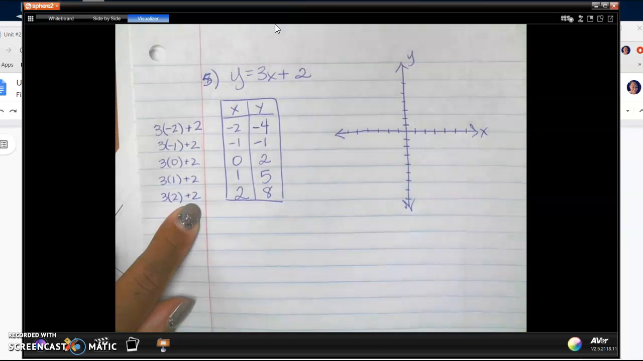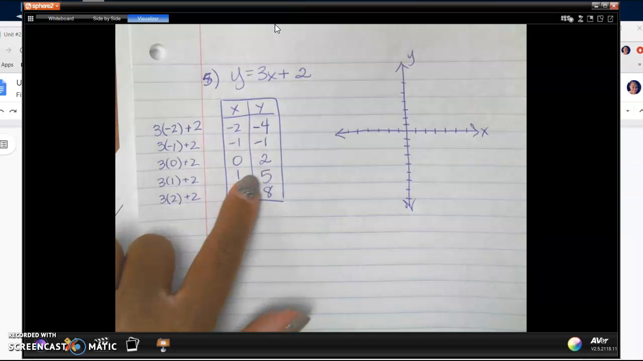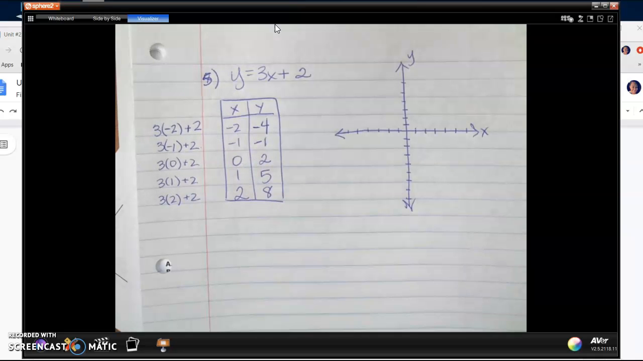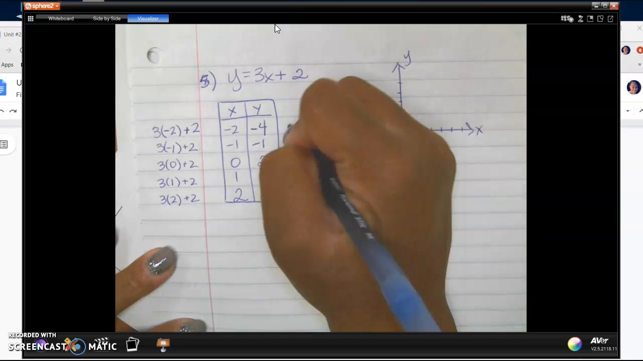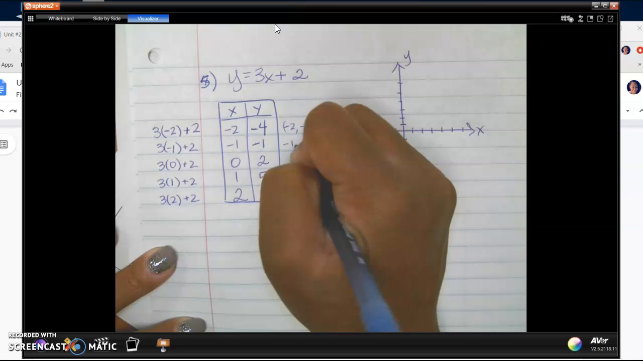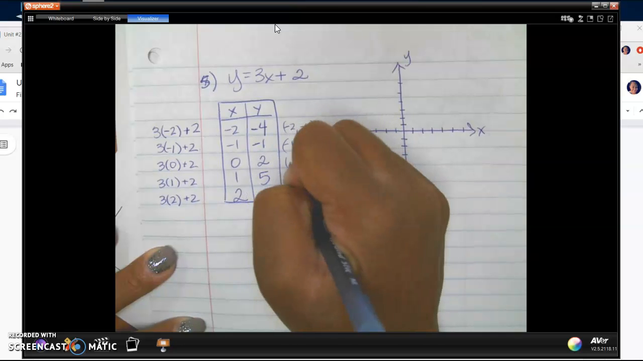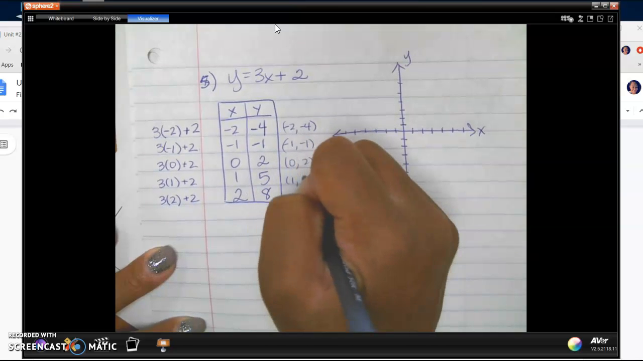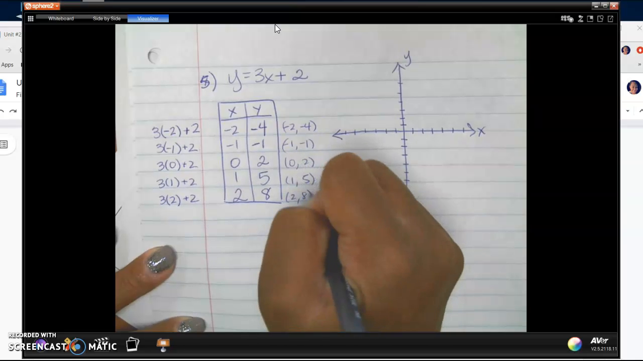Great. Now what have I created over here? Good. Coordinates. The first point is -2, -4. Run and jump. -1, -1. 0, 2, 1, 5, and 2, 8.